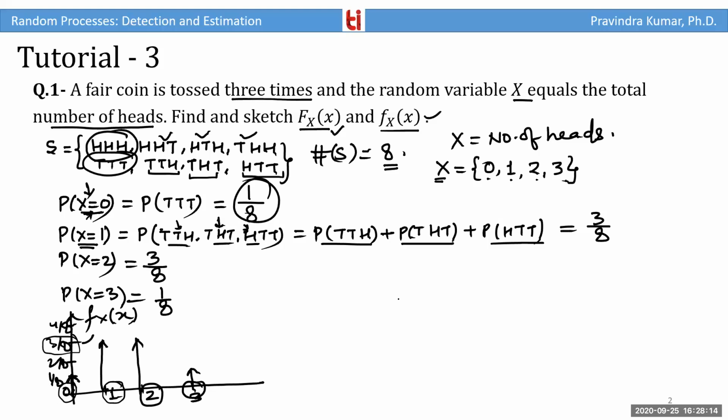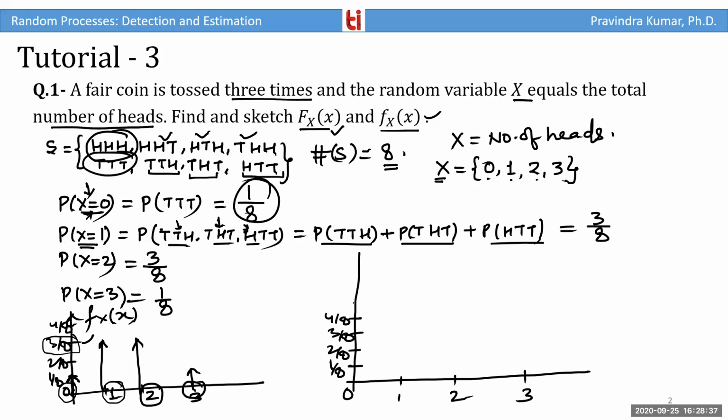And also I can sketch the CDF here. You know the CDF is the summation of the probability up to that particular value. So if I consider here 0, 1, 2, 3, and probability at x equal to 0, dividing the axis into 1 by 8, 2 by 8, 3 by 8, 4 by 8, 5 by 8, 6 by 8, 7 by 8, and 1. So at 0, the probability is 1 by 8 at this point.